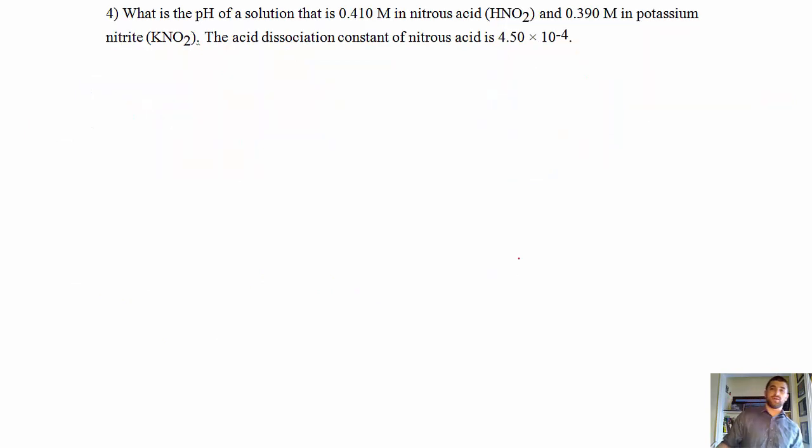All right, 4 is more of the same but different. All right, so it wants the pH, so that tells me I'm going to have to get the H plus concentration somehow. They tell me how much nitrous acid I got, which will help with the H plus, but they also have a common ion here from the potassium nitrite. And they gave me the Ka, right, acid dissociation constant. So again, I'm going to use the Ka to solve for my H plus.